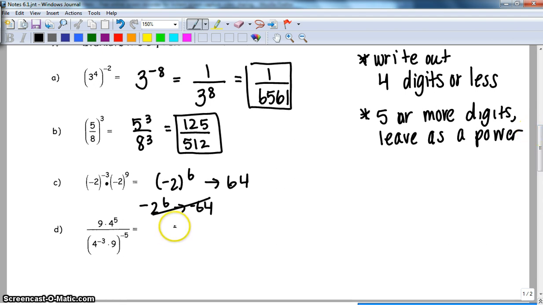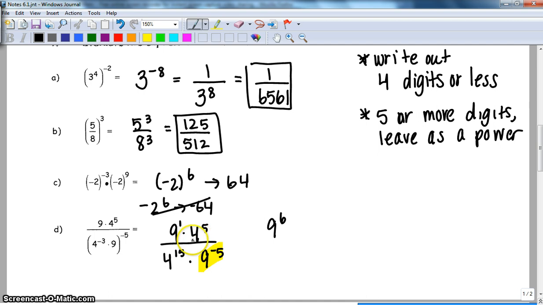Okay, our next problem. On the bottom, we can do some simplifying. This will become 4 to the positive 15th times 9 to the negative 5th. And now this 9 to the negative 5th, it is a negative exponent. That means it needs to move up. There's already one 9 on top, so when I move the 9 to the 5th up, I will have 6 9s. 9 to the 6th.